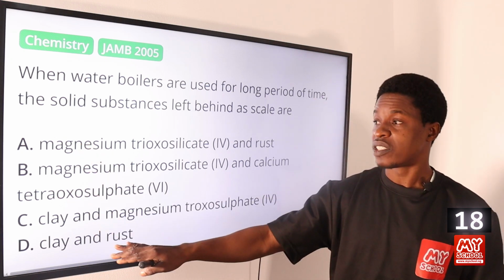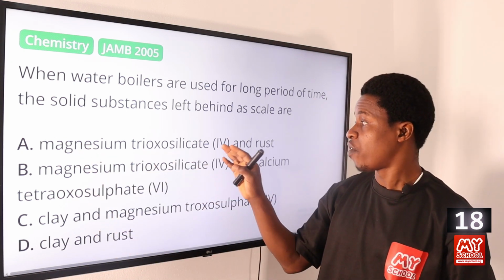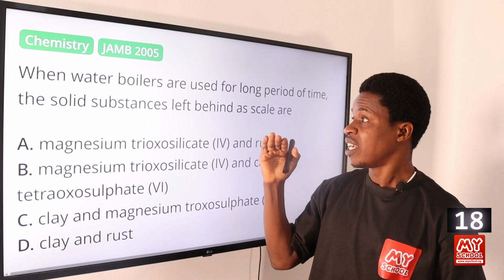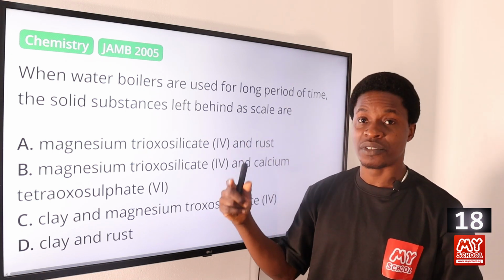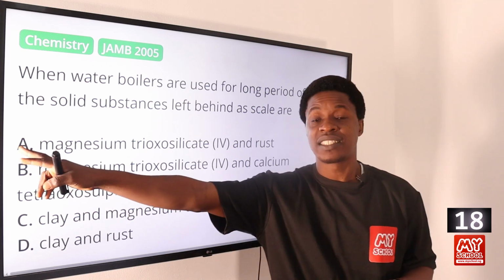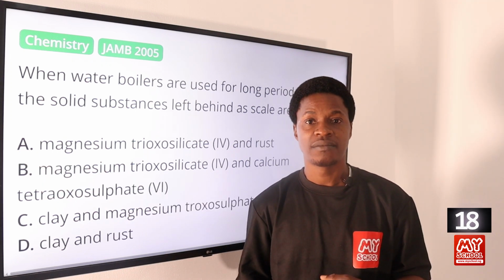So among these options, magnesium trioxosilicate(IV) and rust happens to be the best solids that will be left behind as scale in the water. So the correct answer is option A.